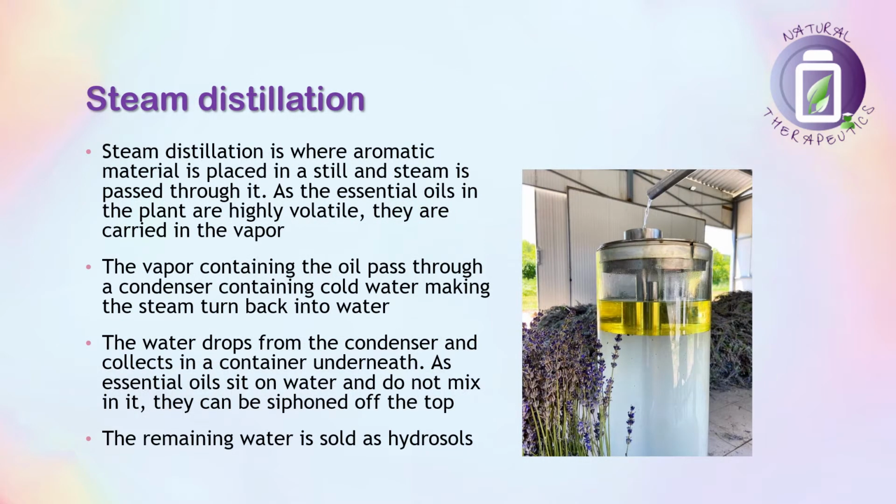So here is a lovely image of steam distillation, and this is where the aromatic material, in this case lavender, is placed in a still, and hot steam is passed through it. As the essential oil in the plants is highly volatile, as we've already said, it's carried up in the steam vapour. The vapour containing the oil now passes through a condenser containing ice cold water, and this makes the steam convert back into water, and the water will have the essential oil in it. The water containing the essential oils then passes from the condenser and collects in a container underneath.